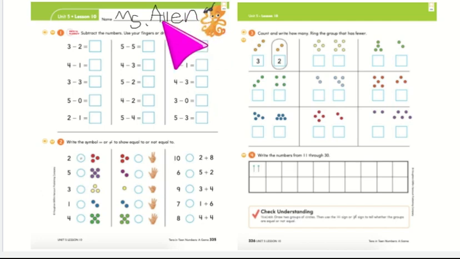Once you've written your first and last name, we are doing some subtraction on the top. That means you're going to take away.